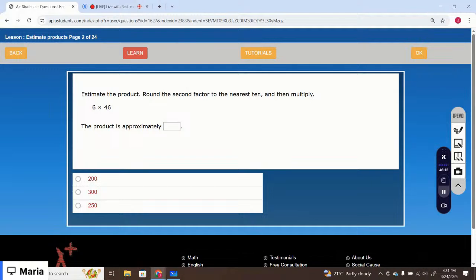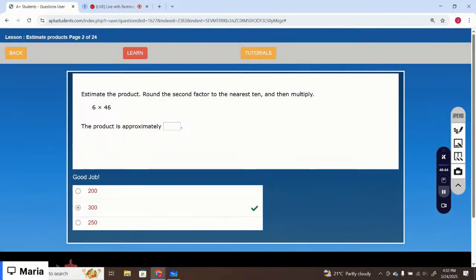Estimate the product. Round the second factor to the nearest 10 and then multiply. So 6 times 46. Forty-six is rounded to 50. So 50 times 6 is 300. Option number 2 is the correct option. That would be rounded to 300.